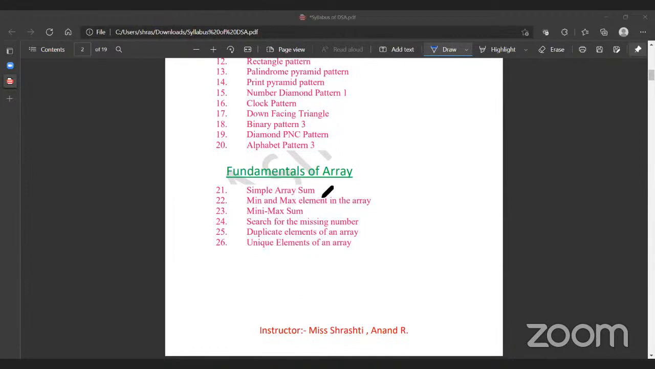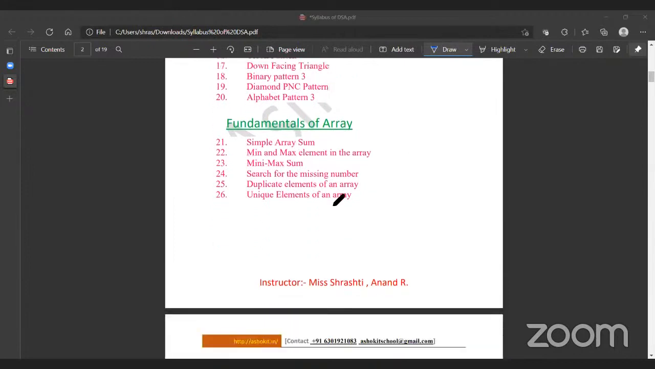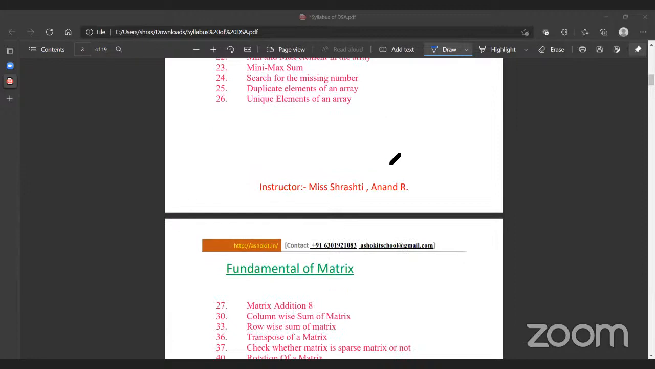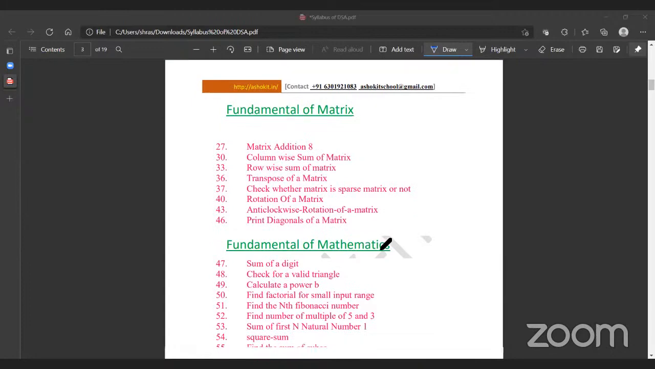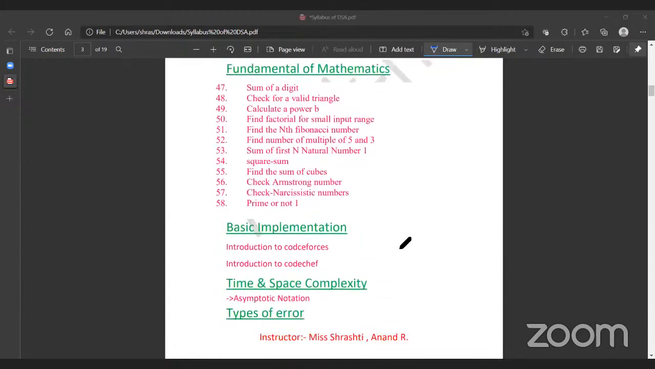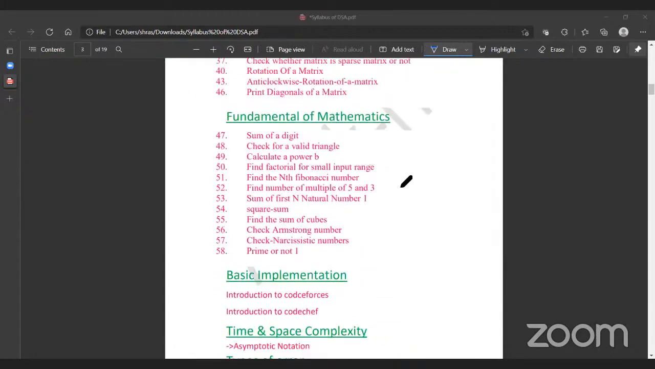Next is fundamentals of array. Array is something which we come across in our day-to-day life. So that's why there are not lots of questions in the fundamentals, but there are going to be a lot of questions when we move on to the advanced topics of array. Fundamentals of matrix and fundamentals of mathematics. These are all the warm up topics which will just make you good to go with the course which is going to be coming.